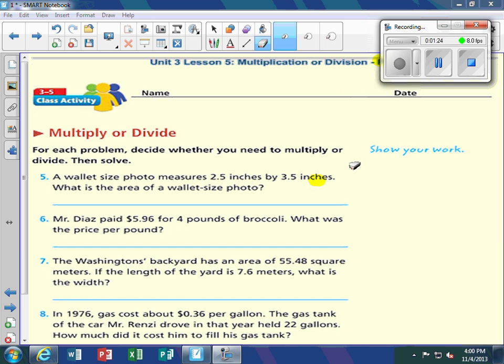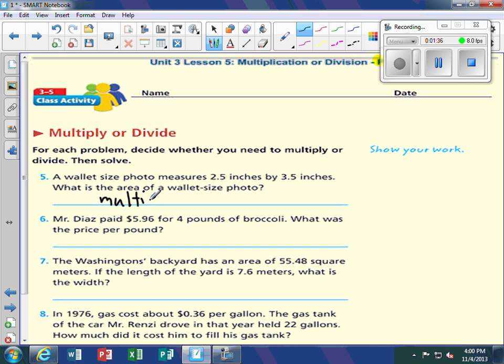You're dealing with area. Hopefully you recognize that when you're dealing with area, you are multiplying. So this problem is to multiply, and we are going to multiply 3.5 times 2.5. So go ahead and write that down.